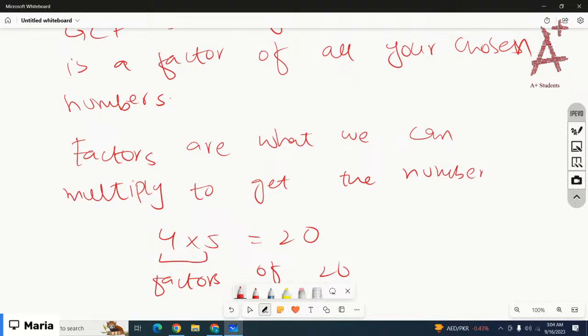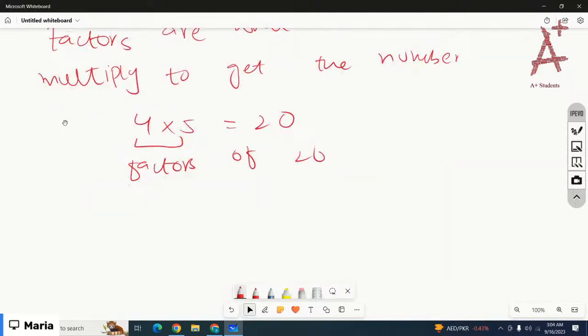So GCF is the greatest number that is a factor of all your chosen numbers. And a factor is what we can multiply to get the number. So 4 times 5 makes 20, so 4 and 5 are the factors of 20. Same way, 2 times 3 makes 6, so 2 and 3 are the factors of 6.